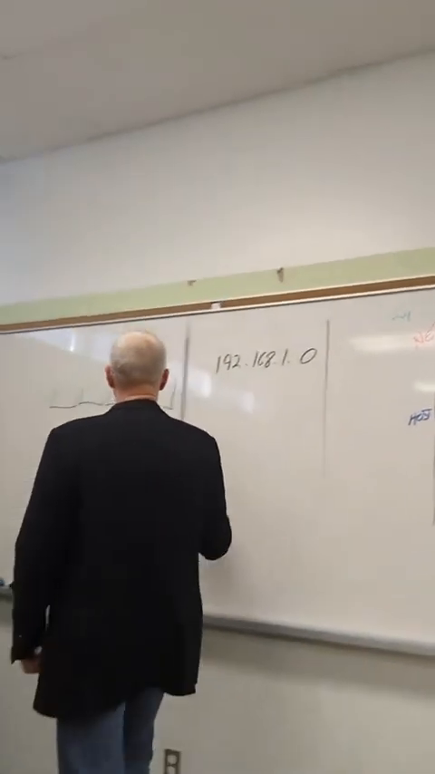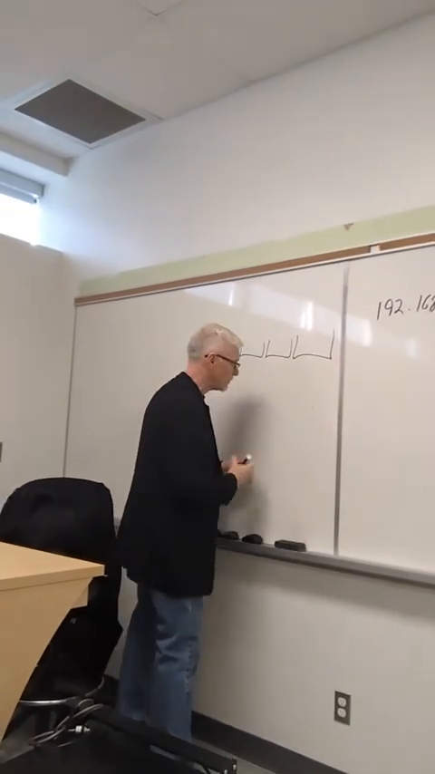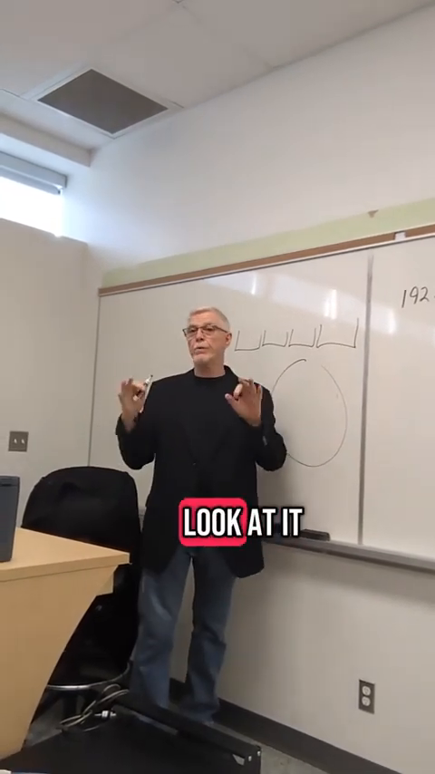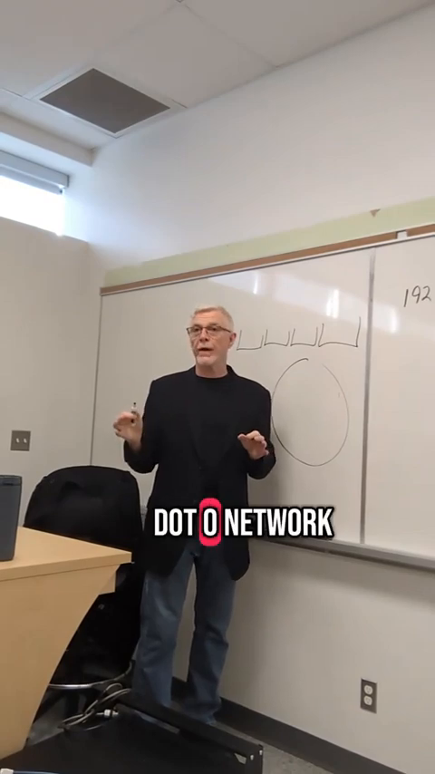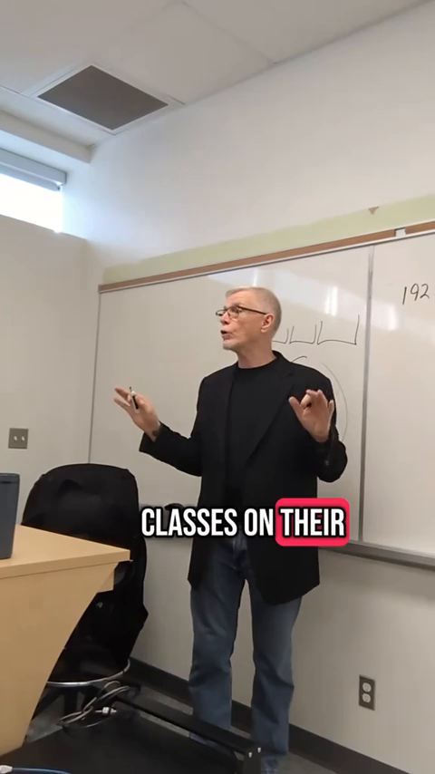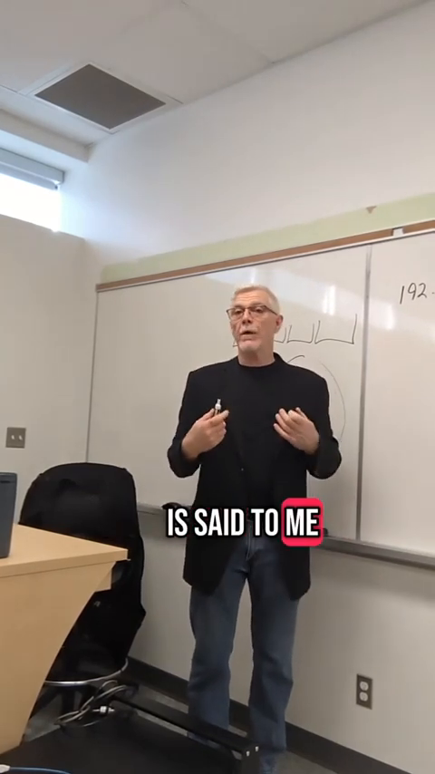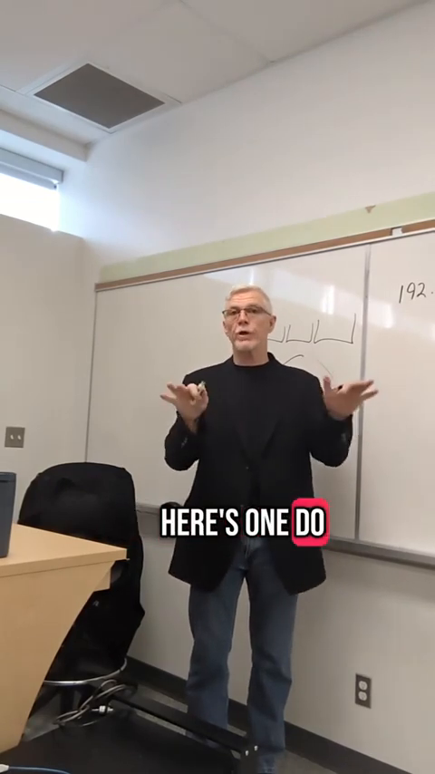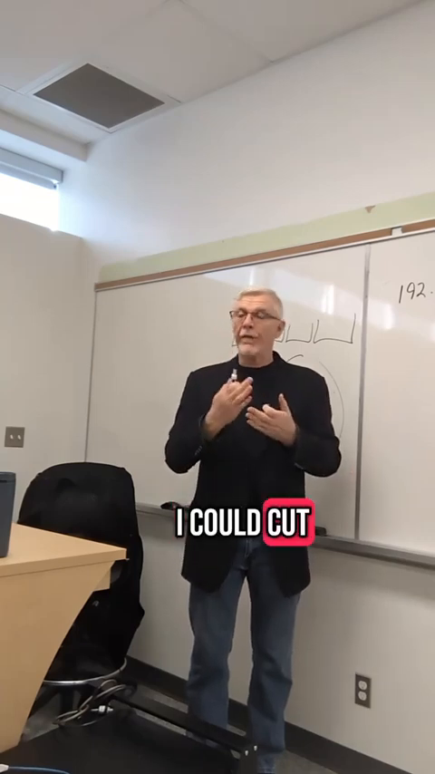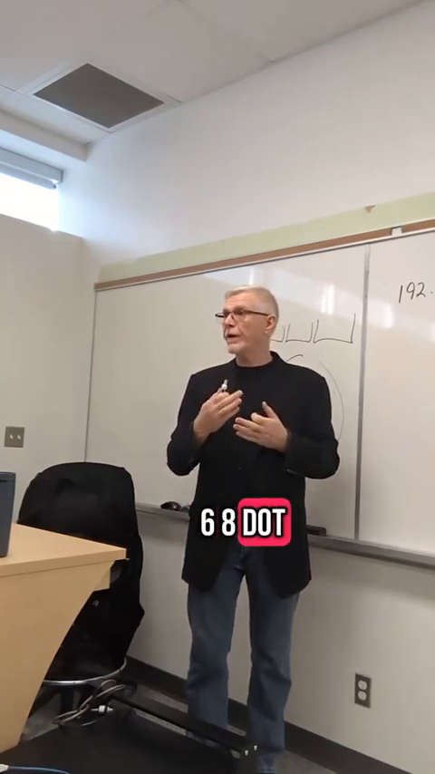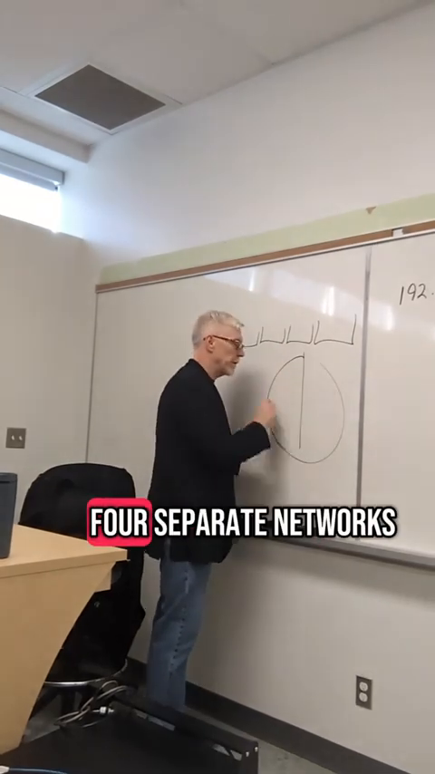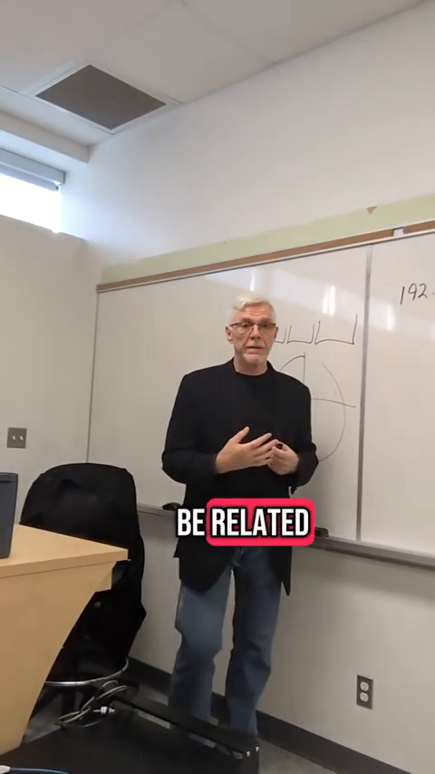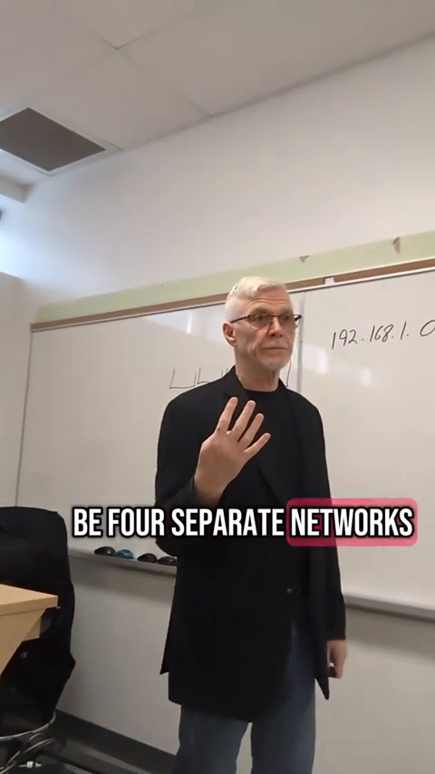But anyway, so instead, let's say I have a 172, or we're going to say 192.168.1.0 network, and I want each of these classes on their own security boundary, but the school has said to me, no, we're not going to give you multiple IP addresses. This is a big hassle and stuff. Here's one. Do what you can with it. I could cut that 192.168.1.0 up and make 4 separate networks. They would all be related, but it would be 4 separate networks.